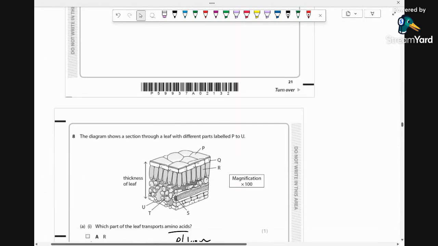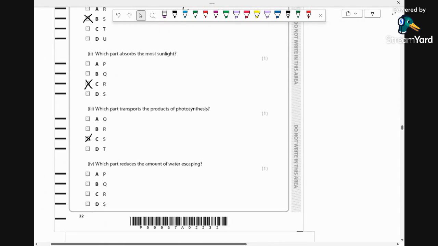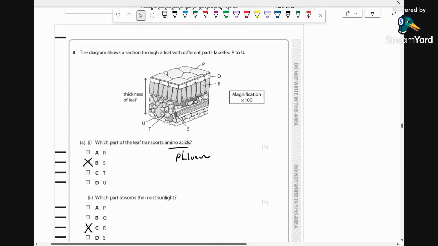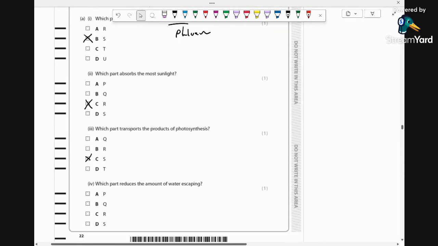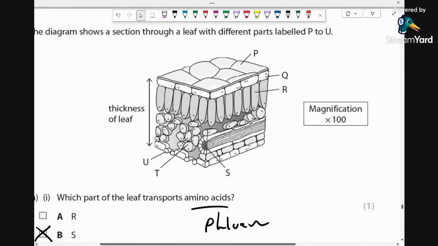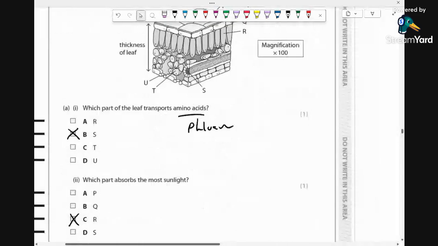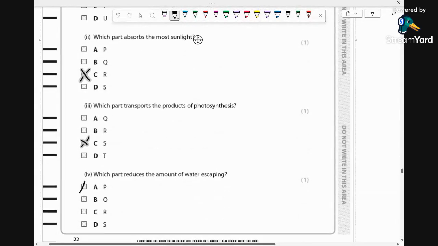Escaping, that's P, isn't it? Because it's... Ooh, actually, is it? Which part? Why am I being confused by this? Yes, P. It's the waxy cuticle here. So P, which is A. There we go. Moving on.